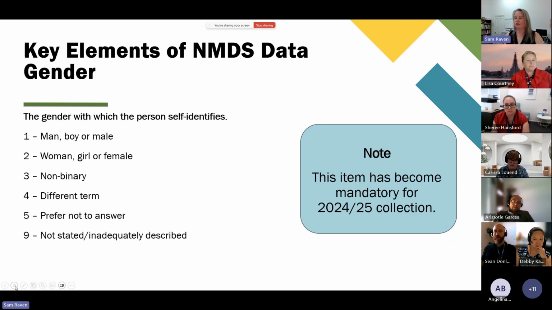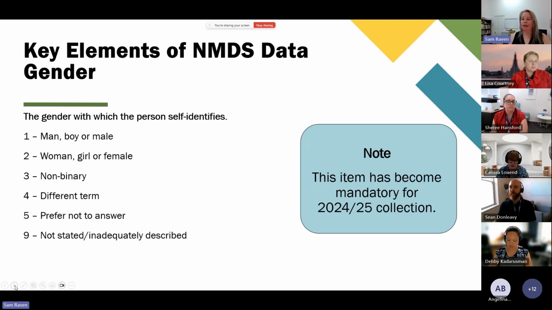Incidentally, if anyone's interested, NADA, who are the New South Wales Drug and Alcohol Peak, have produced a really good resource on working with LGBTIQ plus communities. It talks about good ways of asking the question of clients and ways of working with people. So it's a great resource to look up. That's NADA, N-A-D-A, the New South Wales Drug and Alcohol Peak, and the resource is available on their website.